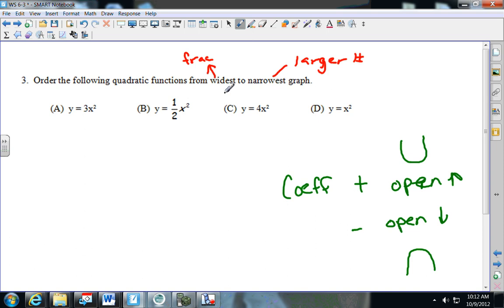So what's the first one? The widest one is a fraction. Which one has a fraction? B. Now, going up with all these coefficients, what's the next biggest number? What number is in front of the x squared? A 1. So next would be D because the 1 would come next. Then the 3. Then the 4. So this is in order from widest to narrowest, and you can put it in the calculator to make sure.